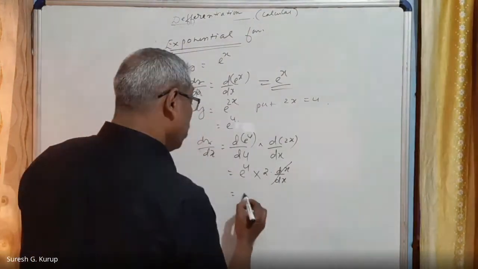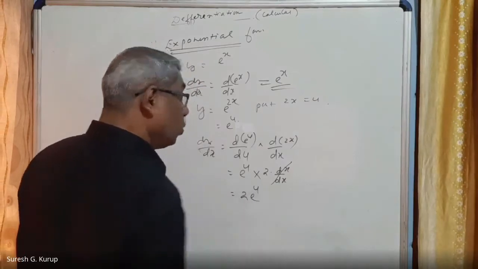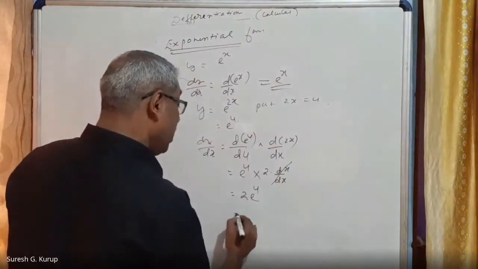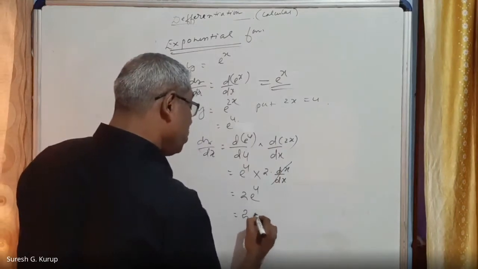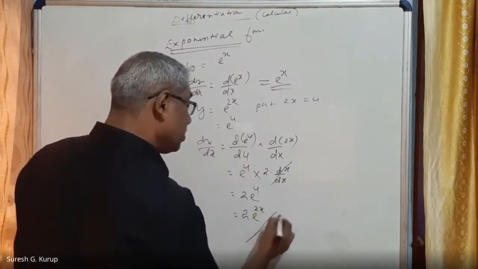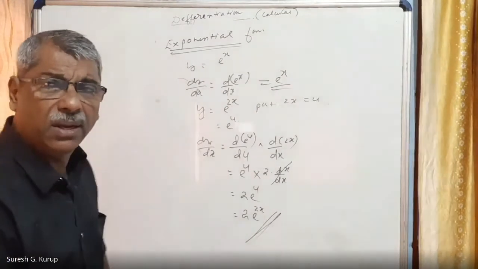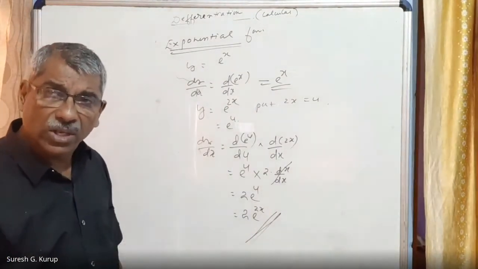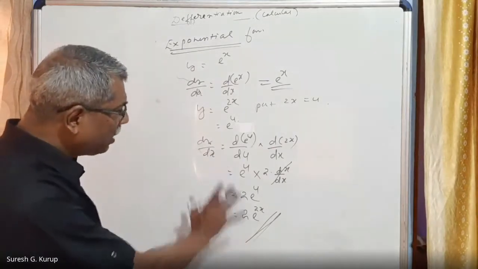Therefore, the value is equal to 2 e raised to u. But what's the value of u? u is equal to 2x. Then by putting that in, that is 2 into e raised to 2x. This is the differential of the function. So you have to go through every word I have said in a sequential manner, then you will understand it.